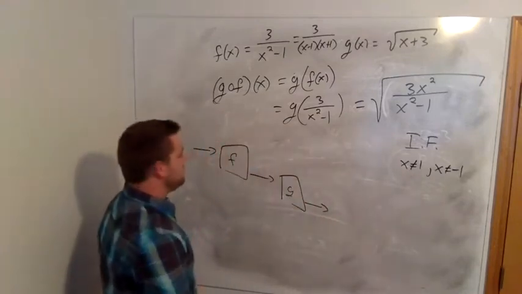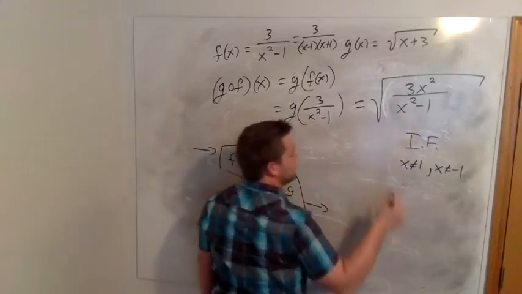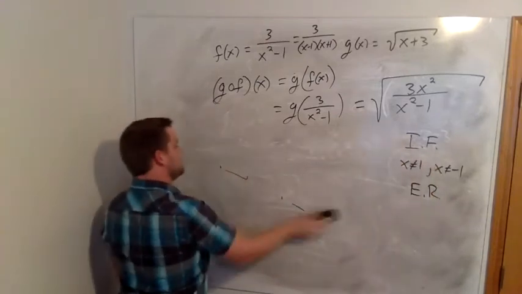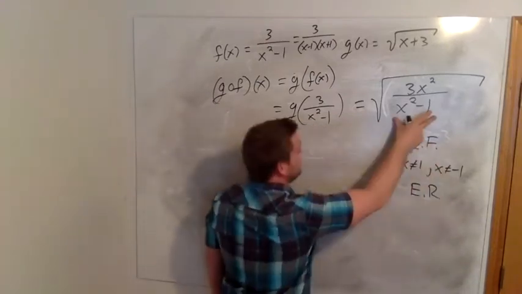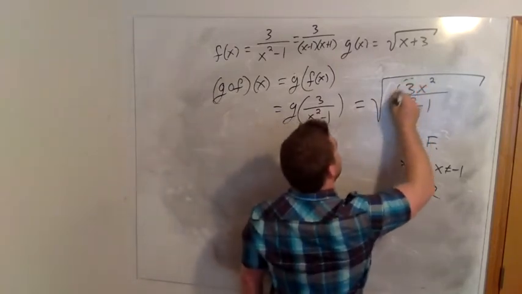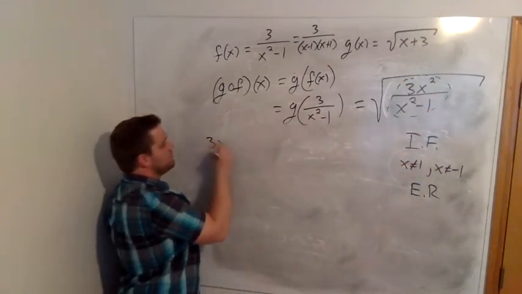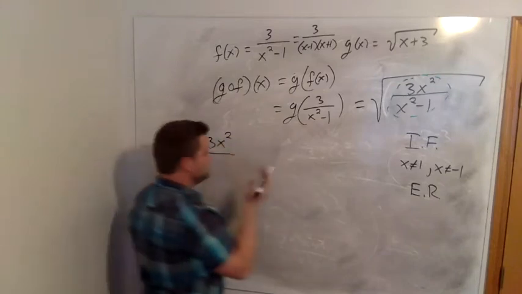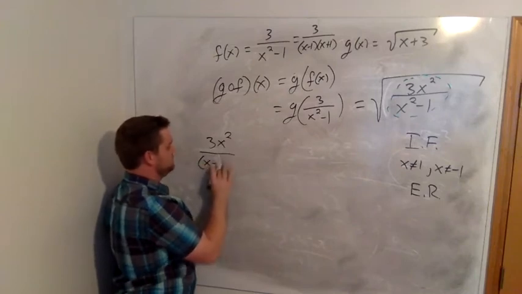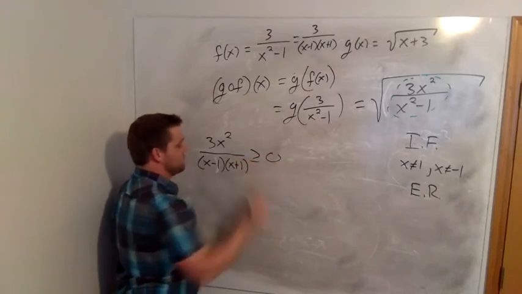Okay. I also need to make sure that the outputs of F can go into G, so to check that, I'm going to check the domain of the end result. So let's look at the end result. Looking at this piece right here, since there's a square root here, I need to make sure that what's inside of the square root is non-negative. So what we need here is 3x squared, and for right now I'm going to go ahead and factor the denominator, x minus 1 times x plus 1. We need this to be greater than or equal to 0.